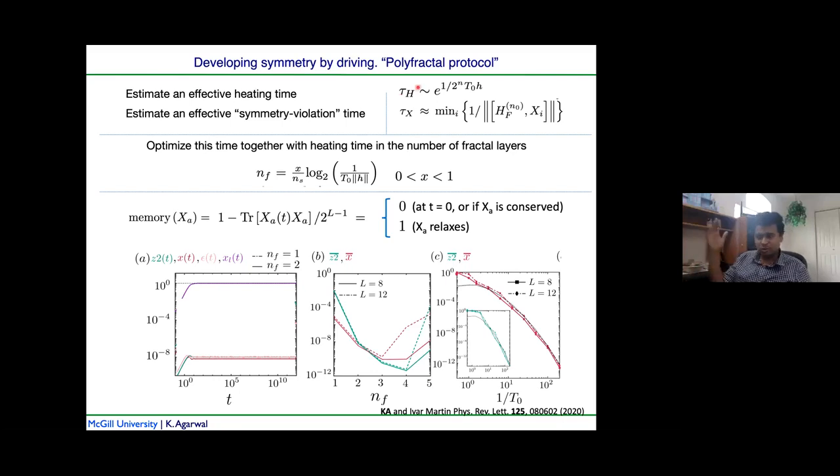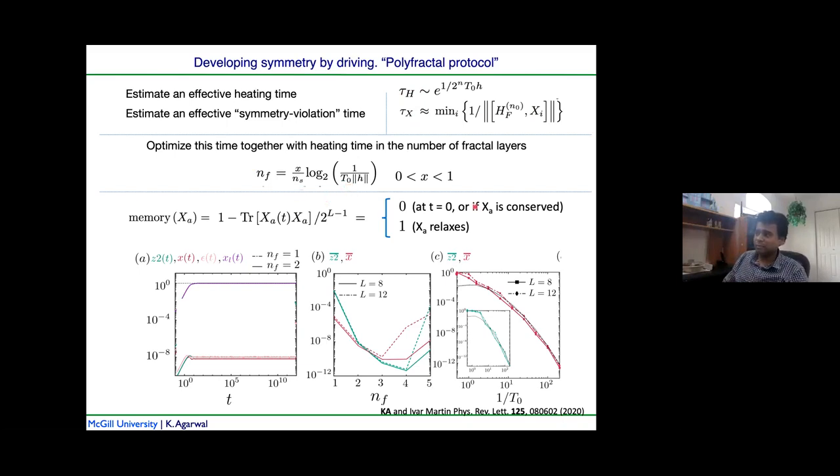And so the heating time reduces significantly as you keep adding more fractal layers to this protocol. So what we'd like to do is maximize an effective timescale on which these operators x1 and x2 become effective symmetry generators of the system. That is, they commute with your Floquet Hamiltonian and the heating time at the same time. So once you try to maximize both these quantities, one realizes that there's an optimal number of fractal layers, which is related to the frequency of the driving.